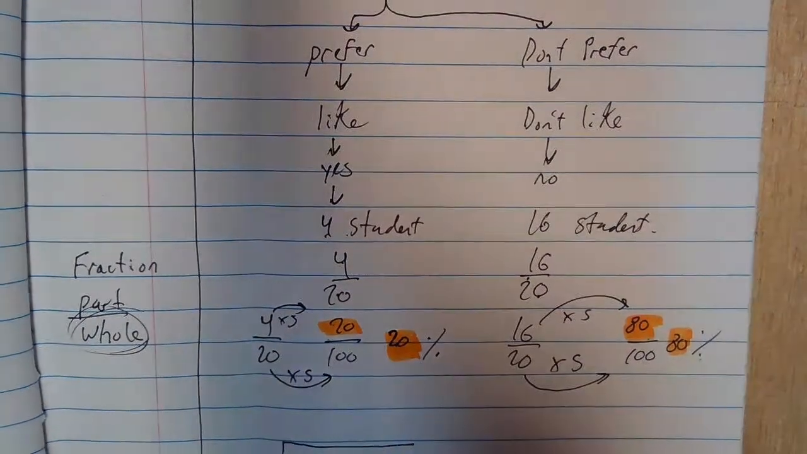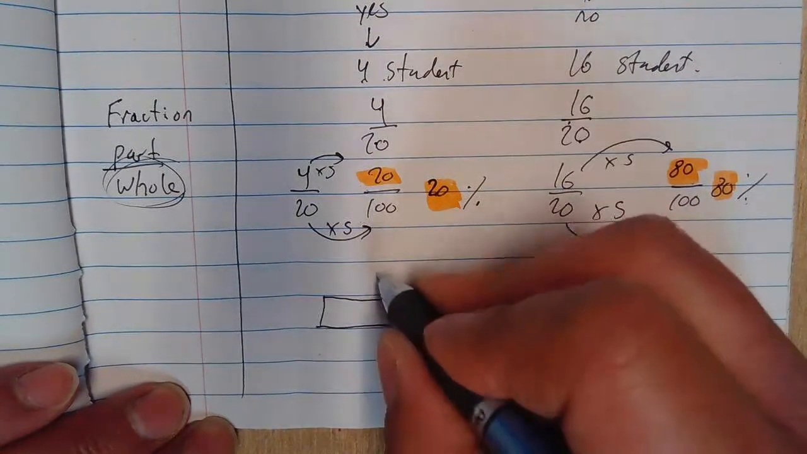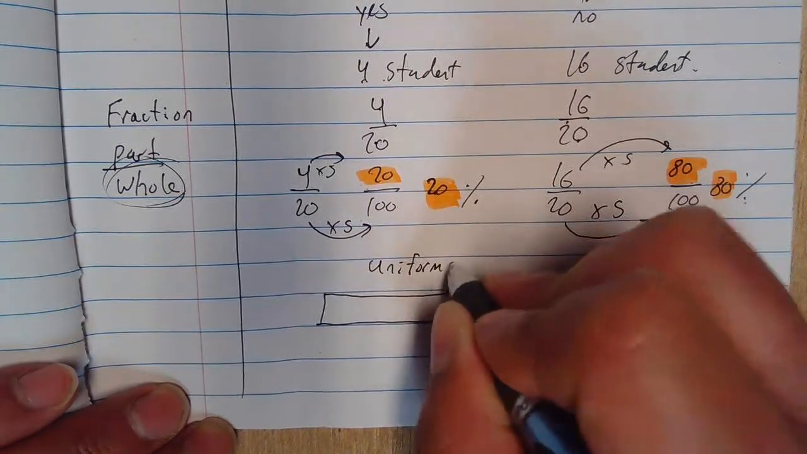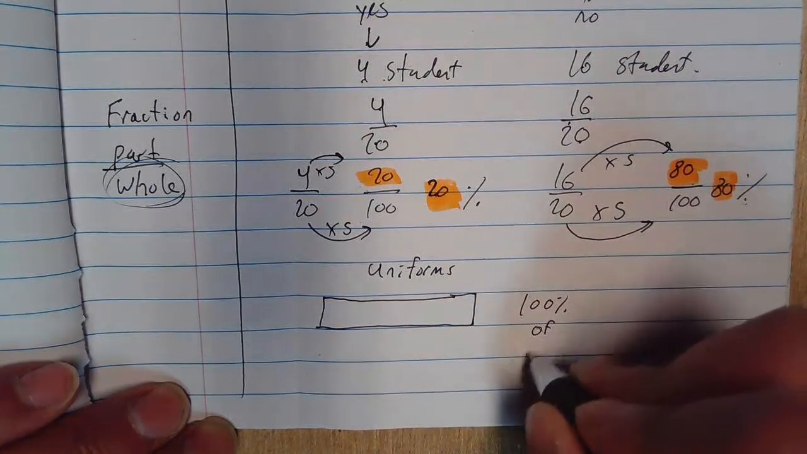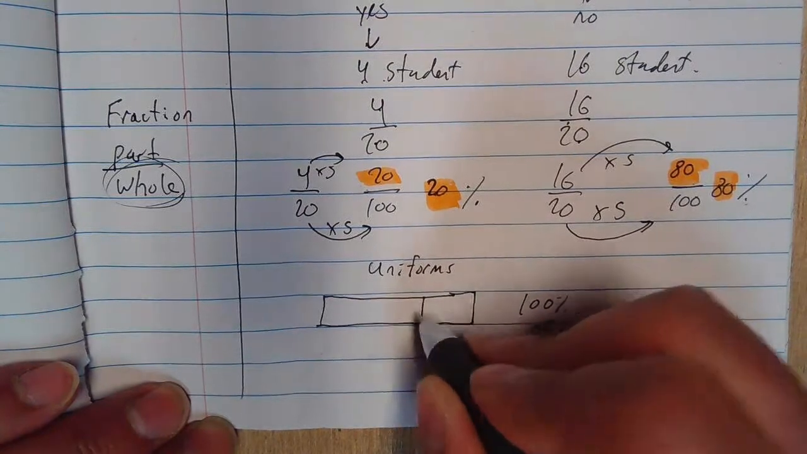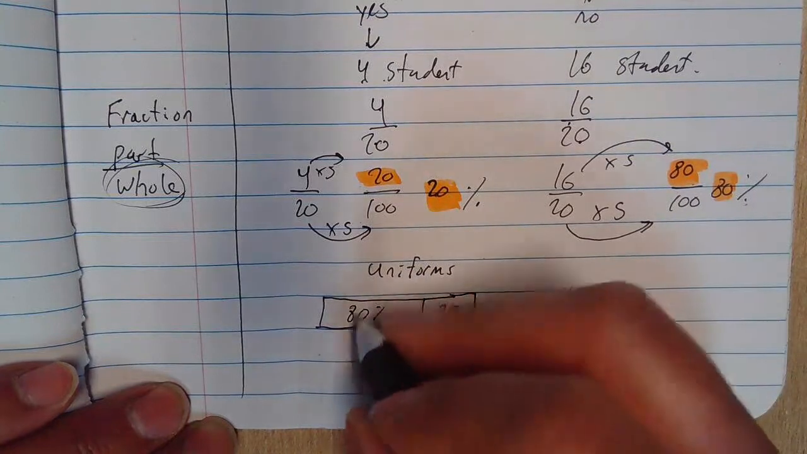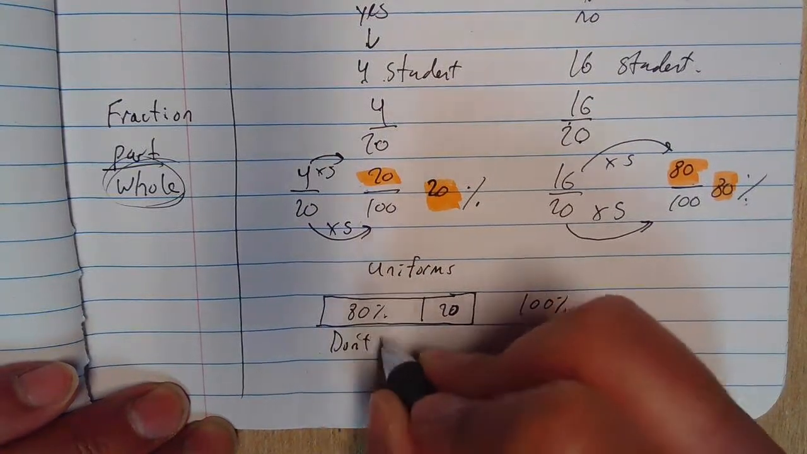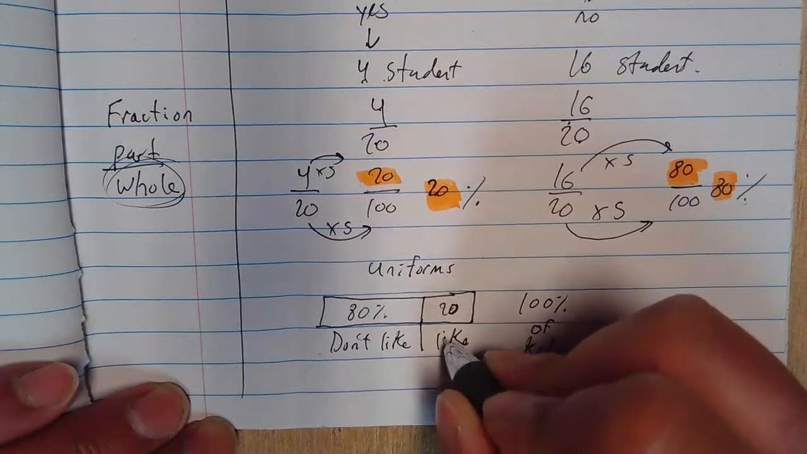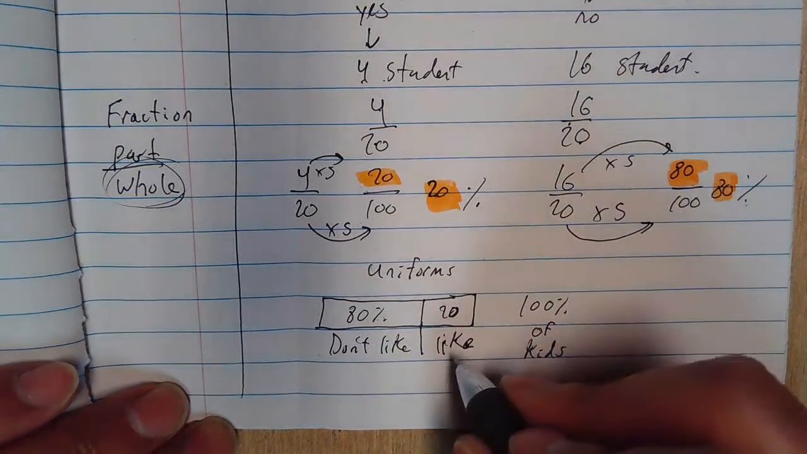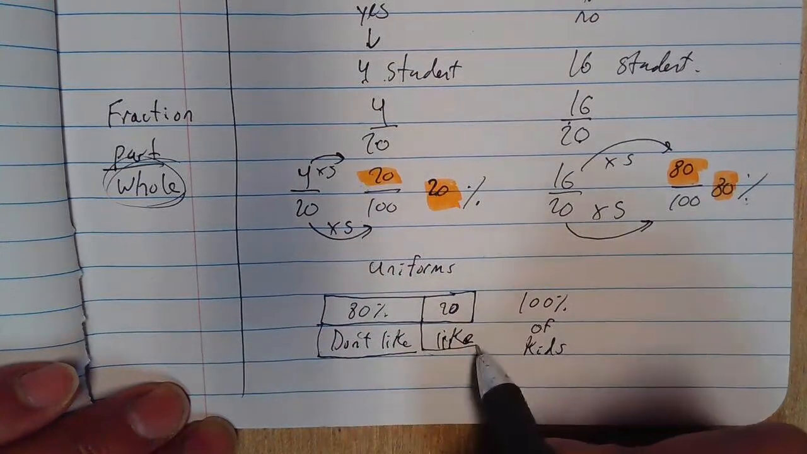Remember what I said earlier? Let me see if I can do this right. Here, there you go. We're talking about uniforms. We're talking about 100% of the kids. 80%. 20%. Don't prefer, don't like. Prefer. Like. And I apologize for the sloppy writing. It looks like lick or something like that, but it's like. So, 80% don't like, 20% like.